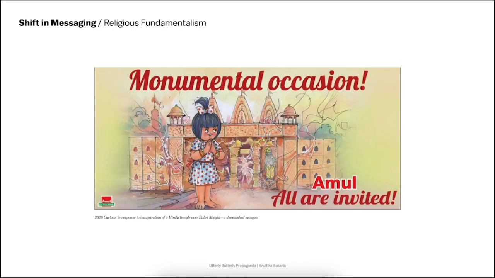In 2020, the government laid foundation for a Hindu temple over ruins of a demolished mosque. Babri Masjid was attacked and demolished by a Hindu nationalist mob in 1992. This sparked communal violence across the country, and the land has been a site of dispute amongst Hindus and Muslims. In October 2019, the Supreme Court of India passed a judgment ordering that the land be handed over to a trust to build a temple. The Amul girl is shown openly embracing this fascist move.